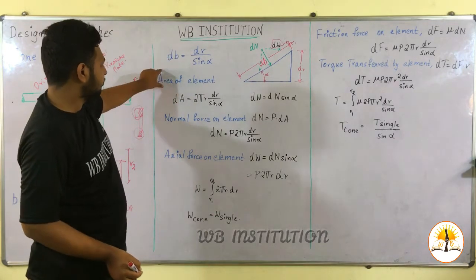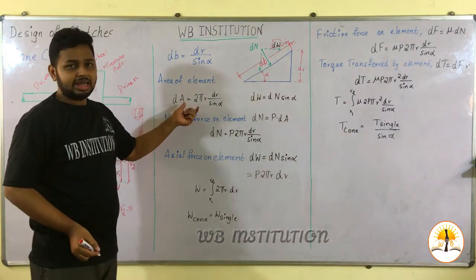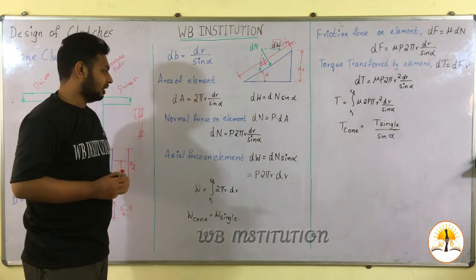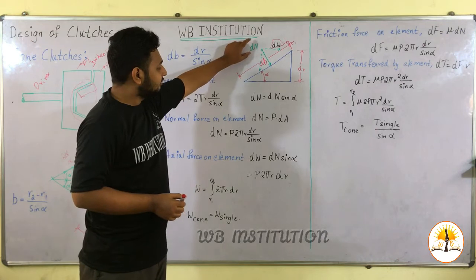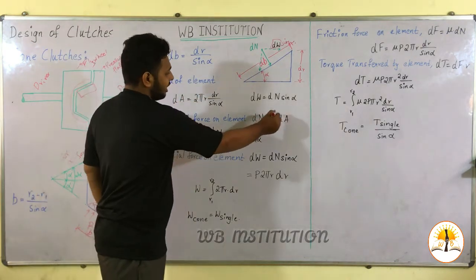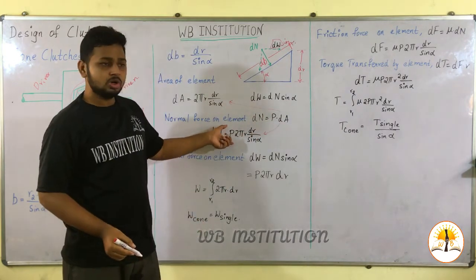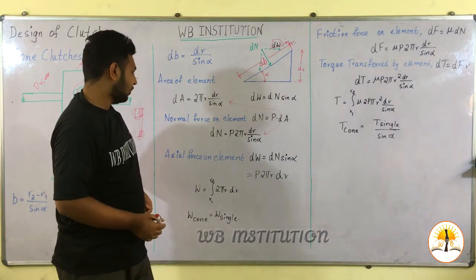So we will calculate the area of the element. dA equals 2 pi r into dr divided by sine alpha. The normal force on the element, that is dN, is given by P into dA. So dA we have calculated here, and if we substitute this, we get dN equal to P into 2 pi r into dr divided by sine alpha.